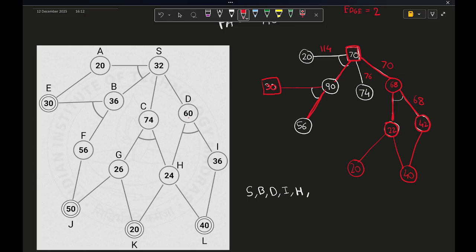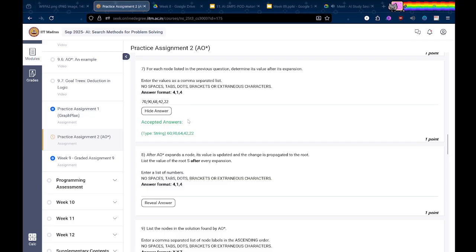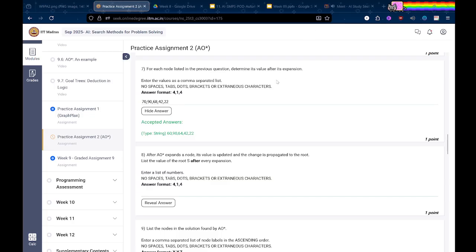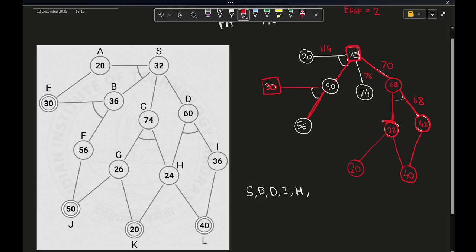We did something wrong. It should be 60, it says. How? I think it is asking for the information after solving the graph. Yeah, after solving the graph. But we are yet to explore, no? So 42, 22 is correct. Okay, so far we are correct.